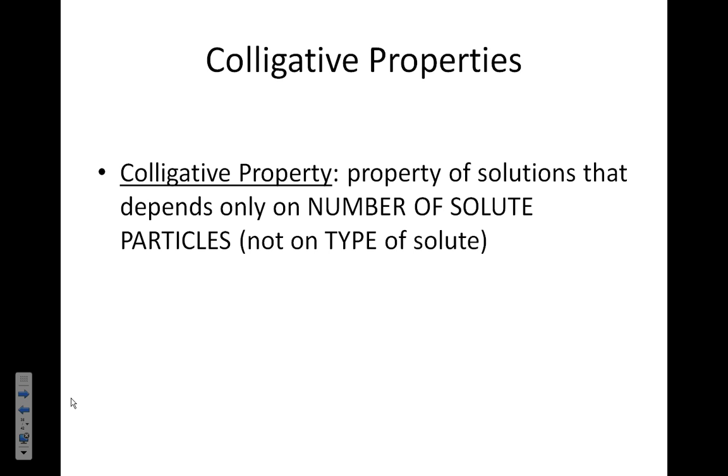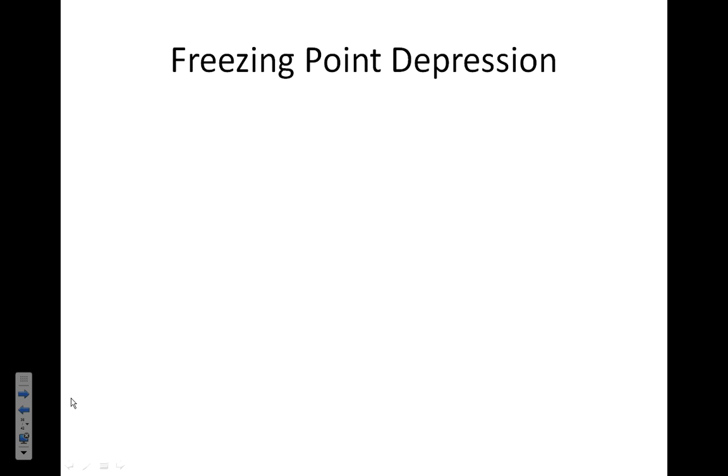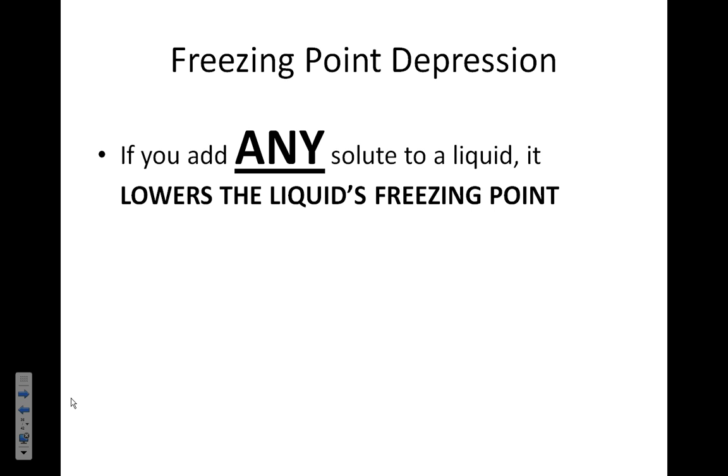And the identity of the solute particle doesn't matter, meaning this property isn't about what's dissolved in the solution, it's about that there is something dissolved in solution. And it's affected by, it'll be changed by how much solute you have dissolved, not what type of solute you have dissolved. So there are two very specific colligative properties that we're going to look at. The first one is freezing point depression. This is an example of a colligative property.